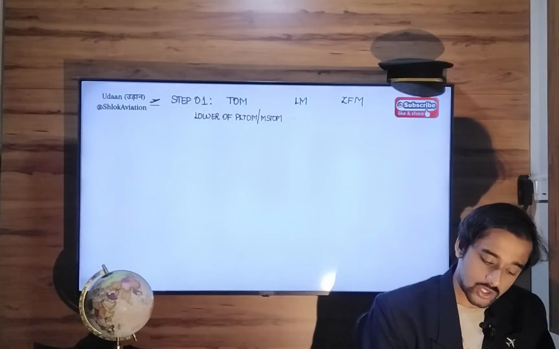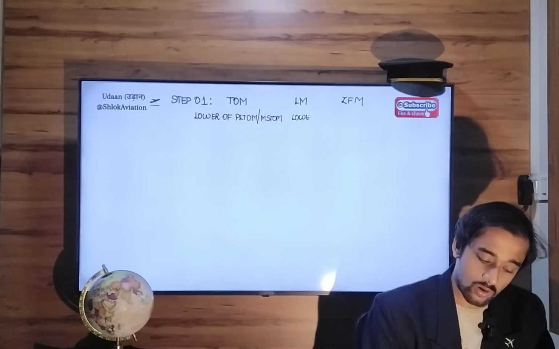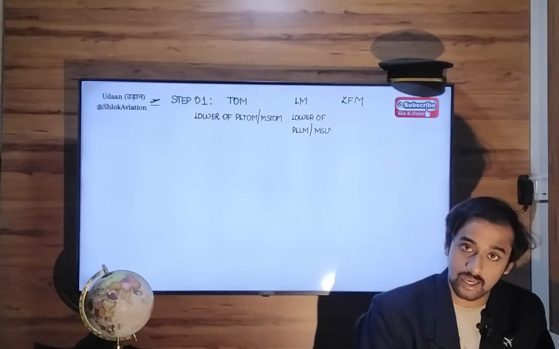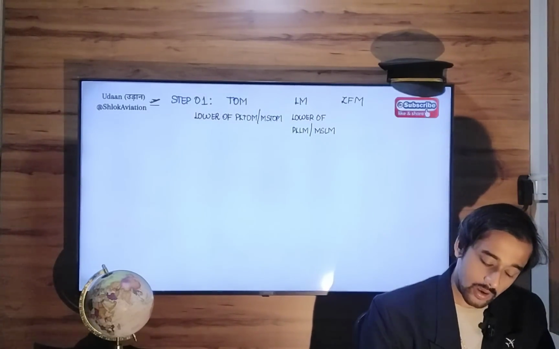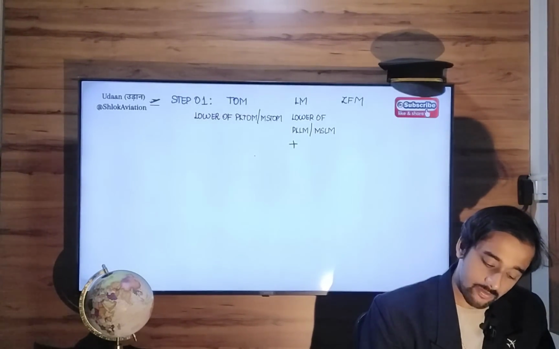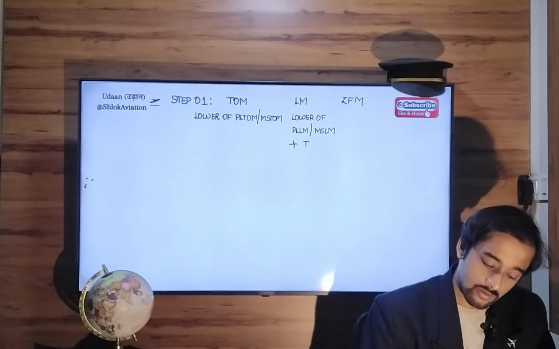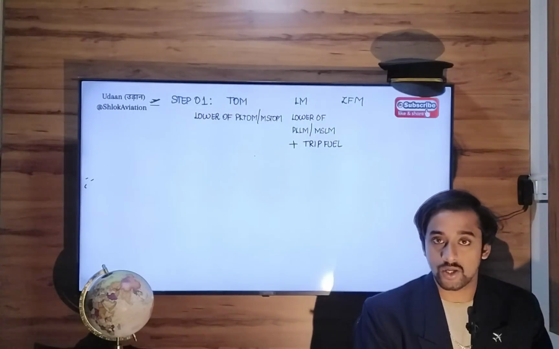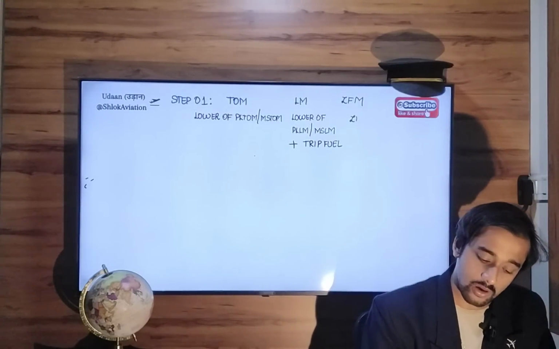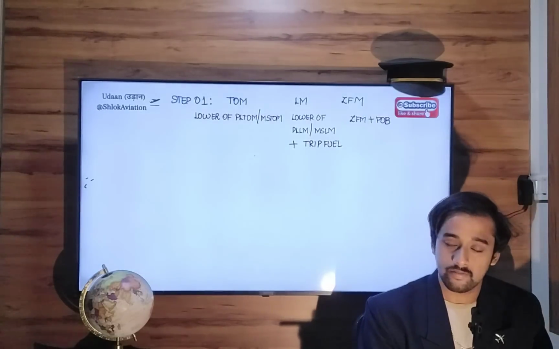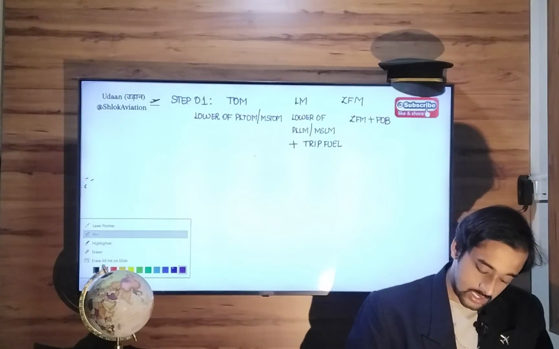In the landing mass column, you are going to write a value which is the lower of performance limited landing mass and maximum structural landing mass. To that, you are going to add trip fuel. In the third column, that is zero fuel mass column, you are going to use the formula zero fuel mass plus fuel on board. Okay.